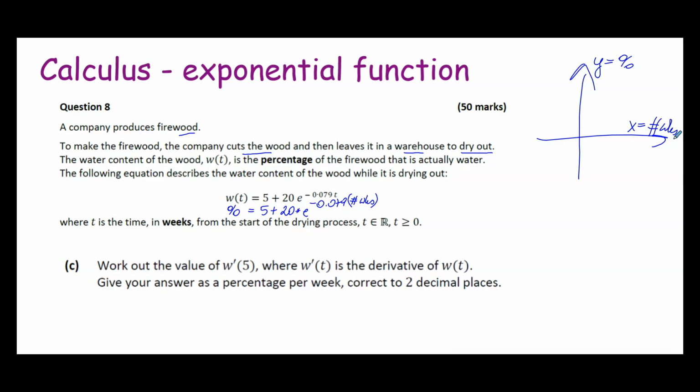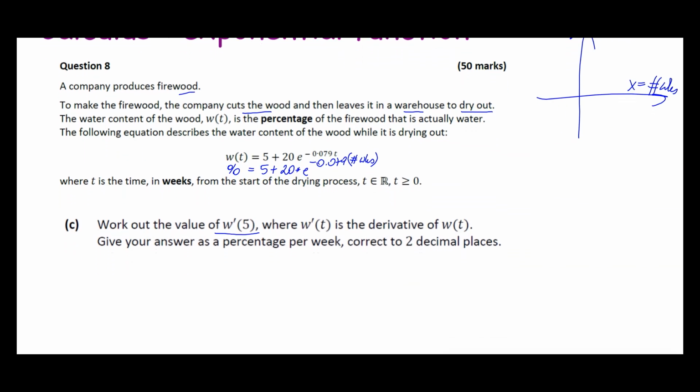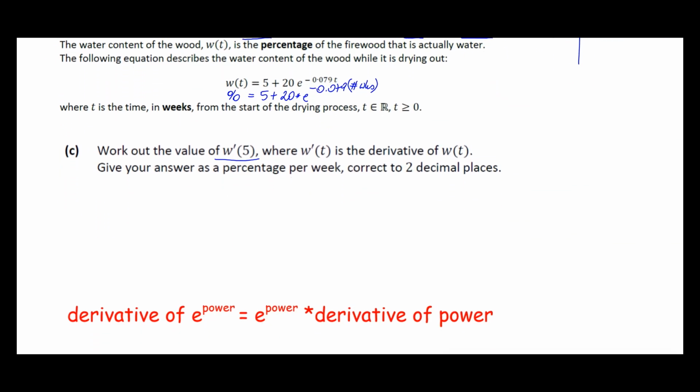Okay, so part C is saying we have to work out the value of the derivative of W when t is 5. That's what it means. So first of all, I need to create the derivative. Now, how do we create the derivative of this function?